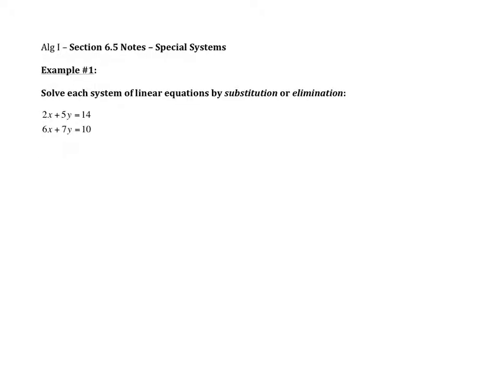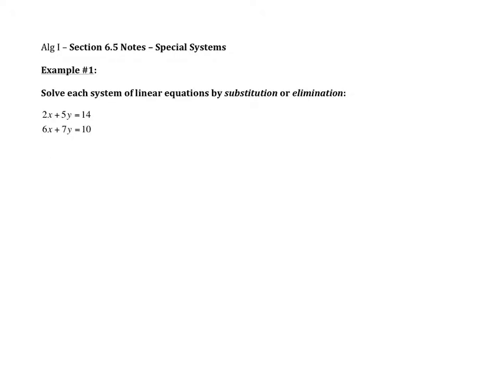Section 6.5 is about special systems. So these would be systems where you end up with no solution or infinite solutions when you solve them. The best way to go about this is just to look at examples. So here's example number 1. Solve each system of linear equations by substitution or elimination. So we get to choose what we want to do to solve these based on how they're set up.